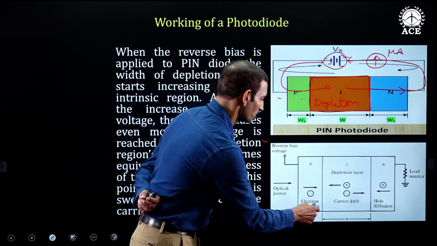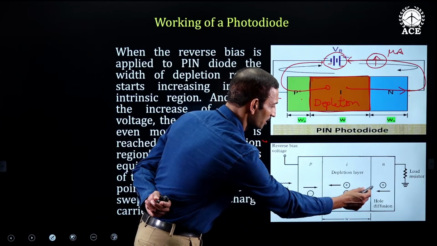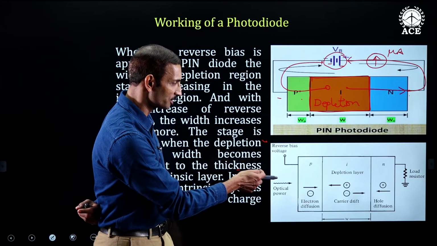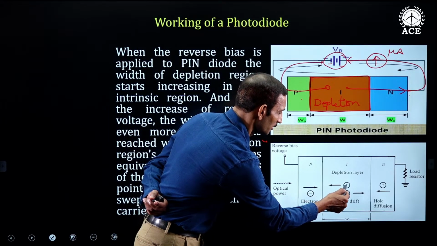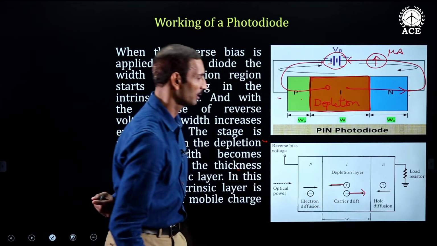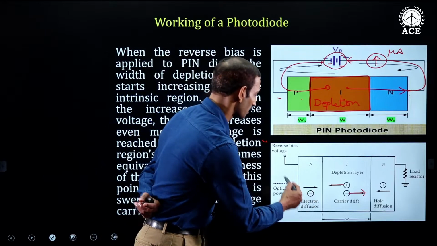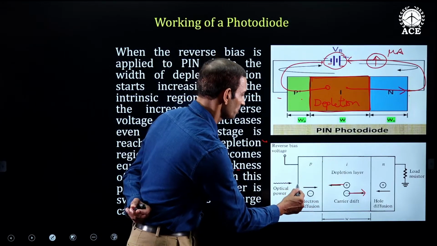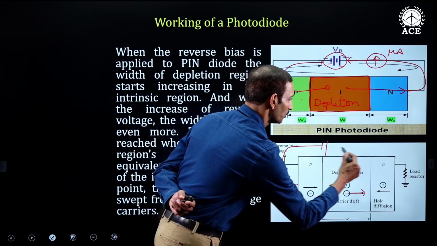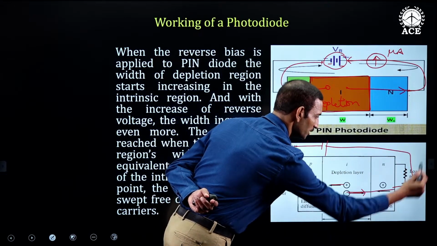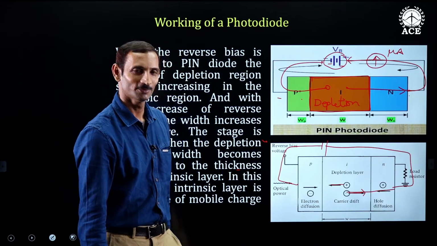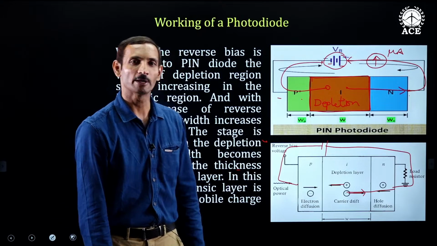In the depletion region, electrons generally diffuse in the opposite direction during reverse bias. But once light falls in the depletion region, what happens? A hole and an electron move in opposite directions because they are reverse biased. The P region is connected to the negative terminal and the N region to the positive terminal, so the electron moves towards the N region, constituting current. So this is all about the concept of the PIN diode.